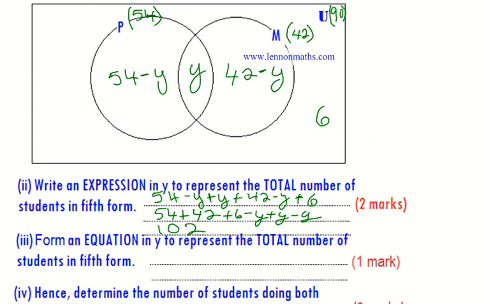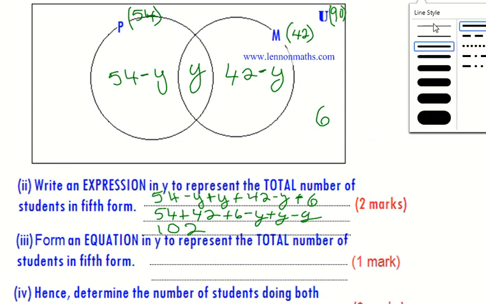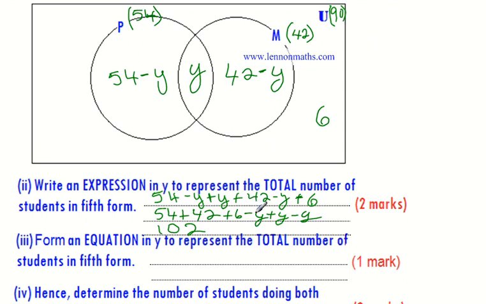Okay, and so we need to find that amount. But in this case, we're just simplifying the expression. So whatever y is, minus y plus y, just as we did here, should give us what? 0. So those two cancel. And we have left minus y. So we have 102 minus y, and that is our answer. That is the expression in y representing the total number of students in fifth form. So that's the answer right there, 102 minus y.